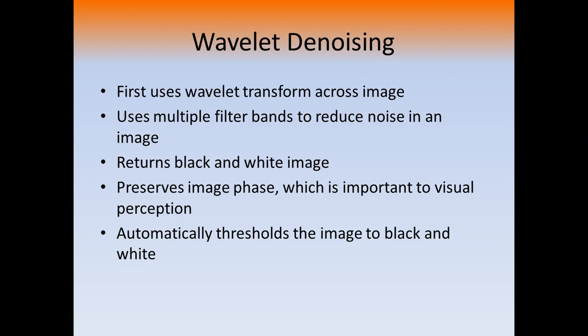The third technique is a phase-preserving wavelet denoising technique, which takes the image and runs it through a wavelet transform and then uses multiple filter bands to try and reduce the noise in the image. Now, the output of this technique is going to be black and white, and the algorithm that runs the wavelet denoising automatically thresholds the image. Now, the hope is that in preserving this phase, it will give the best possible reconstruction, because phase is one of the very important characteristics in any image.